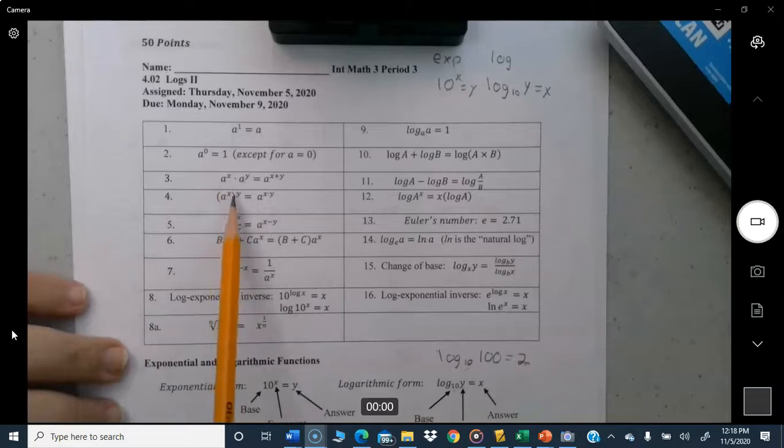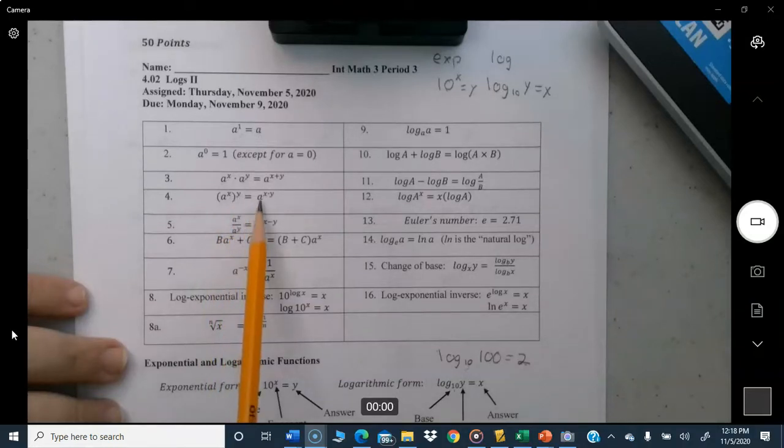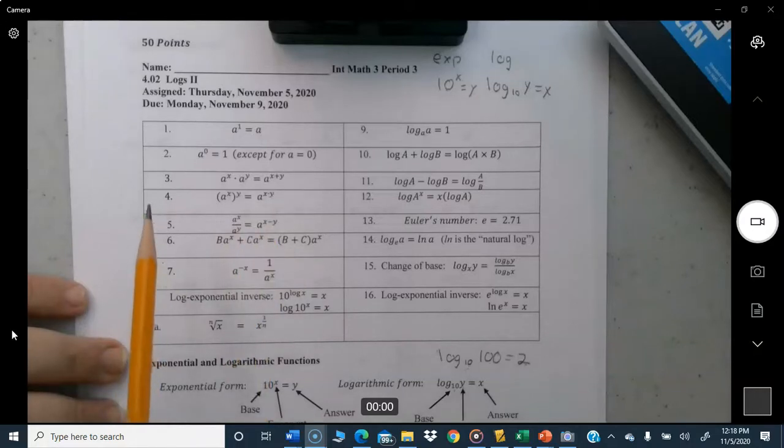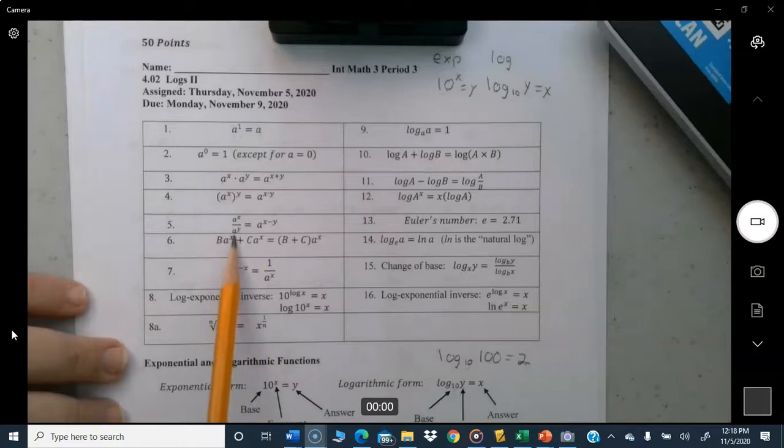It's just that a and a have to be the same number. So a raised to the x power times a raised to the y power equals a to the x plus y power. If you have a raised to a power, and then you take that number, whatever you get from that, and then raise that to another power, then it will equal a raised to the x times y power. If you have a to the x divided by a to the y, you have a to the x minus y. So if you're multiplying, it's x plus y. If you're dividing, it's x minus y.